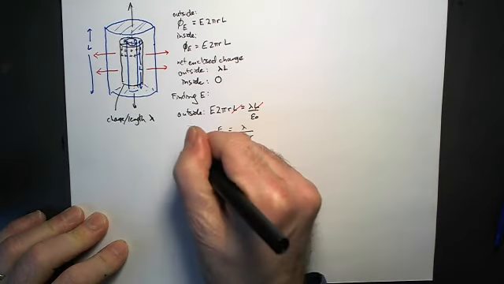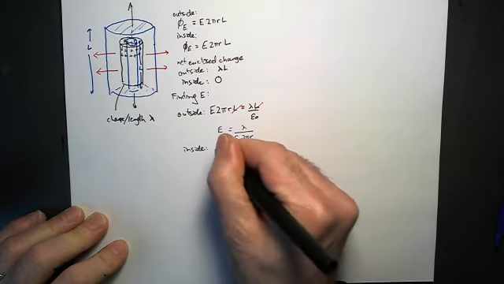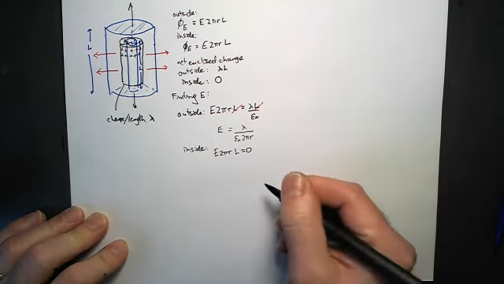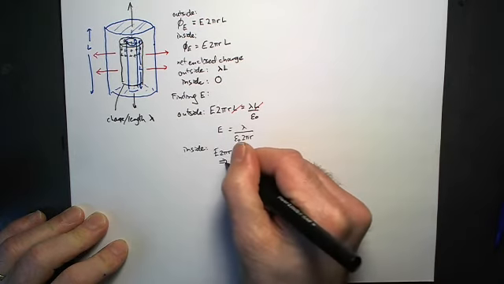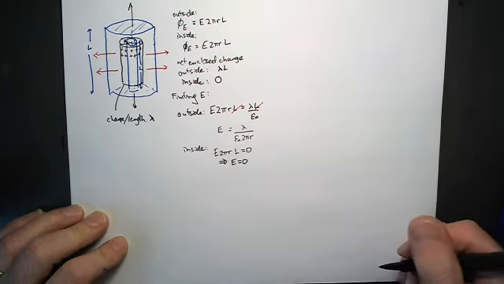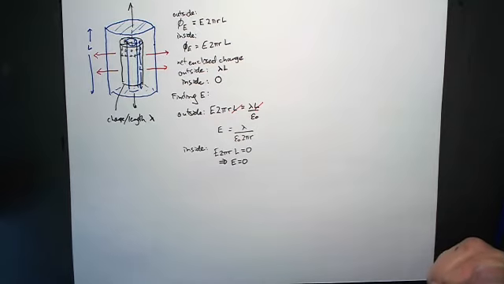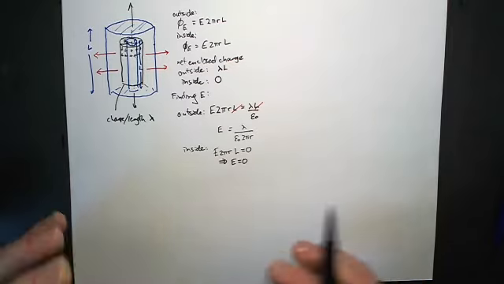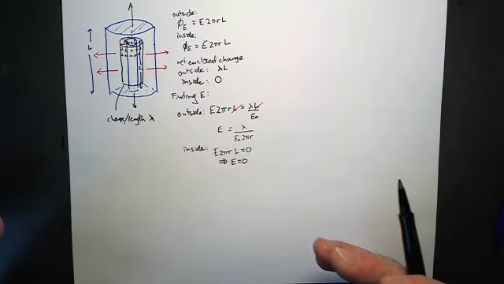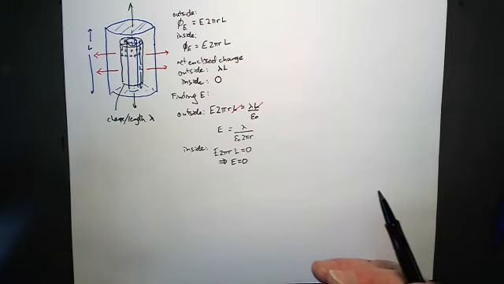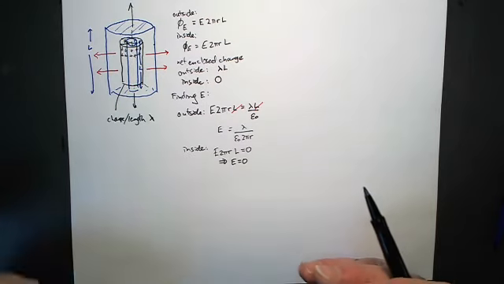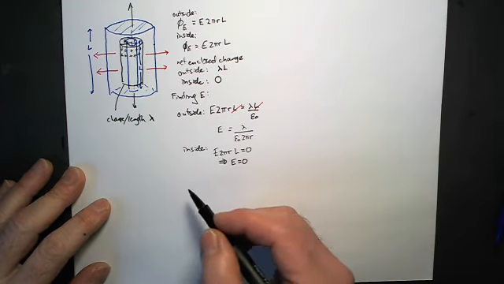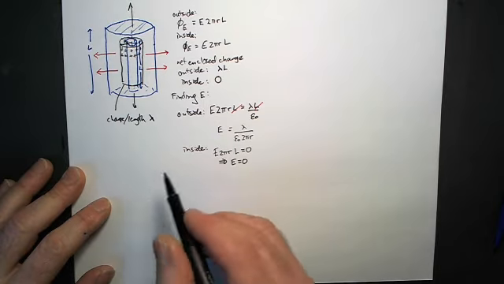What about inside? Inside, we have the same expression for the flux, E 2 pi r L equals 0, because there's no enclosed charge, and so that means that the electric field is equal to 0 inside. And again, it doesn't matter what the radius of the cylindrical shell is. Once you're inside of it, the net electric field due to the entire shell is 0. That's a little bit hard to accept for many people when they're encountering that for the first time.